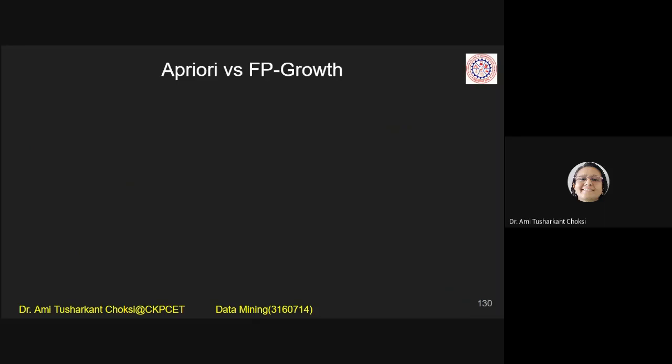Let us compare the Apriori algorithm and the FP growth algorithm. See, this question can be asked as: what is the difference between these two, or otherwise we can say, advantages of the FP growth algorithm, or advantages of the Apriori algorithm in comparison to FP growth. That way also it can be said, right? So whatever is given, the answer will be the same. You will have to give the comparison, but you can show the advantages. Wherever it is an advantage, you should mark that this is an advantage. Wherever it is a disadvantage, you should mark it, right?